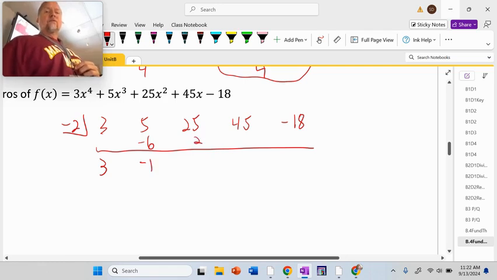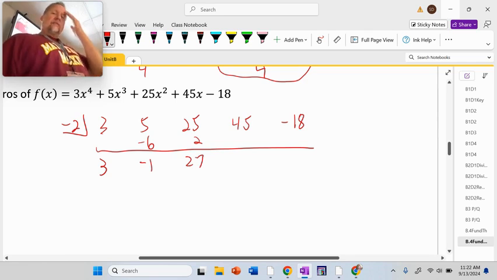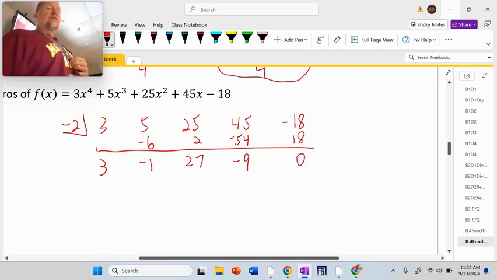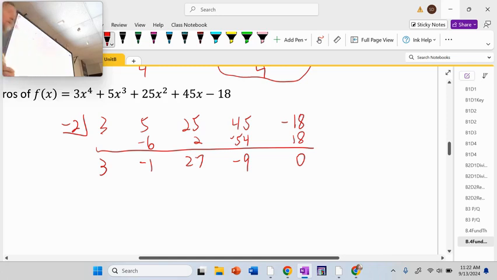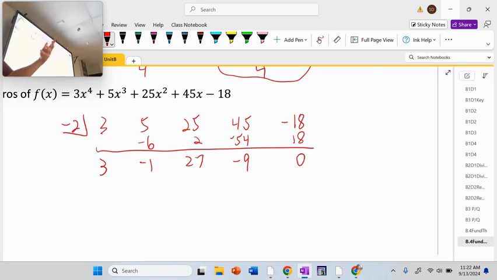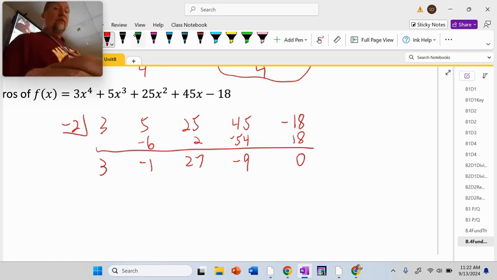-2 times 27 is -54. This is -9. And then -2 times -9 is 18. So there's the calculator. We don't have time on a test to have you searching for zeros. We'd be really jerky teachers, I think, if we did that. And then remember, this is now an x cubed.